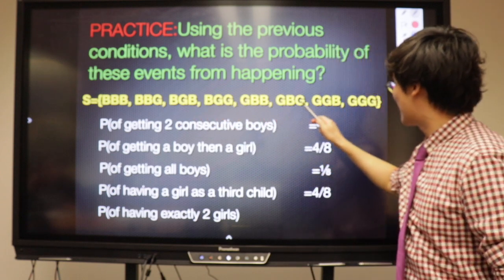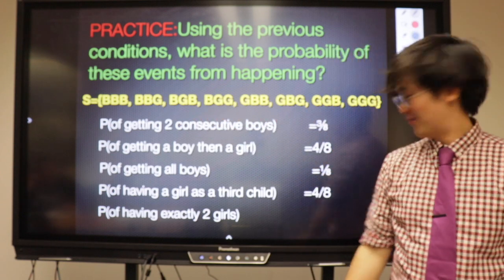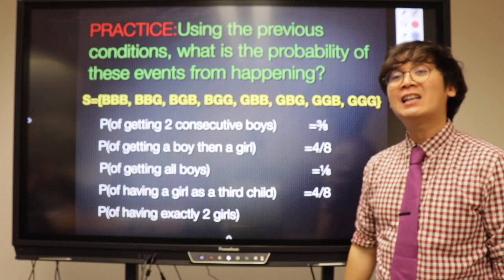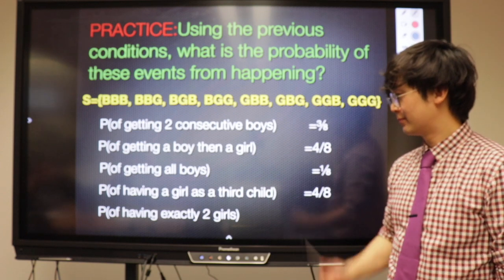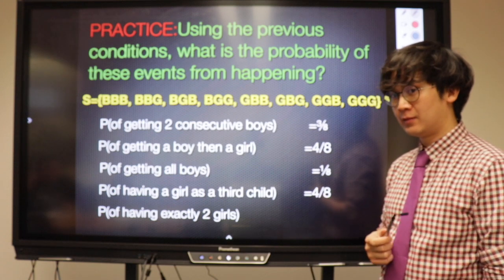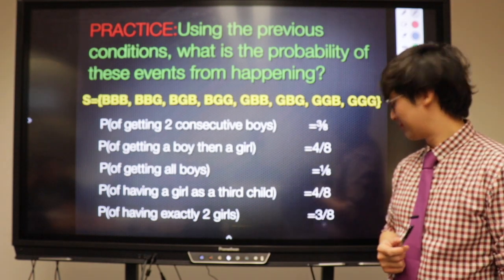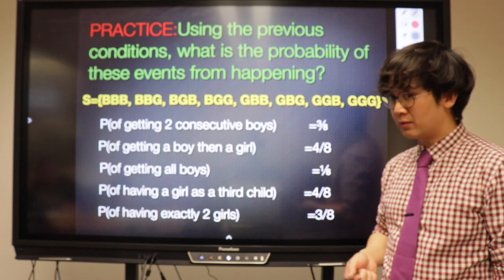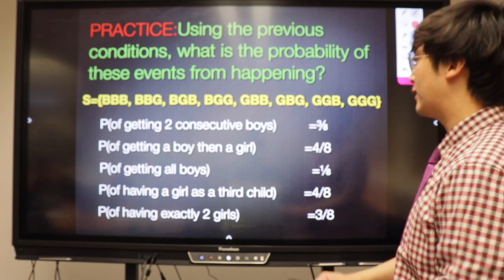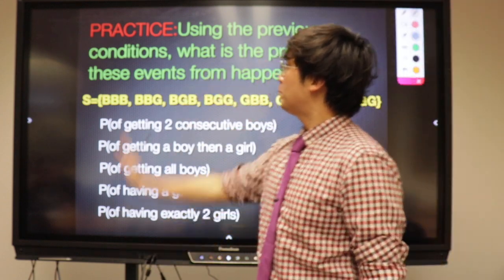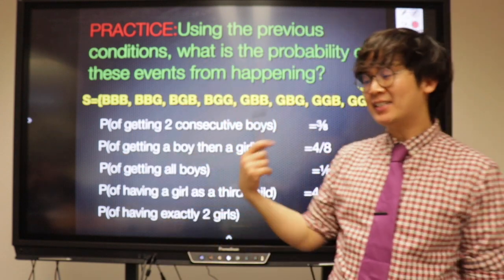1, 2, 3, 4. Yes, 4 out of 8. Having exactly 2 girls: 1 out of 8. Wait, no, 1... 3 out of 8. 3 out of 8. I was thinking the first 2 were girls. Never mind. Do you know why it's 3 out of 8? Exactly 2 girls? Alright, no boys. Alright, so this is how we make babies in statistics.